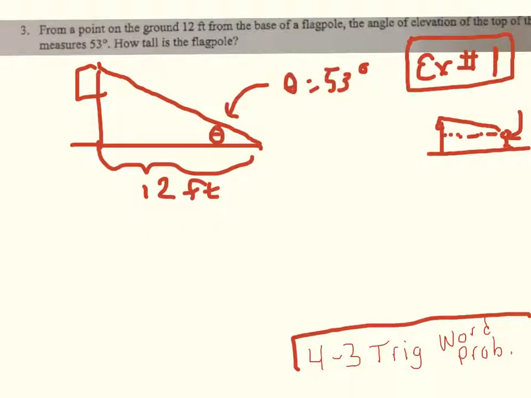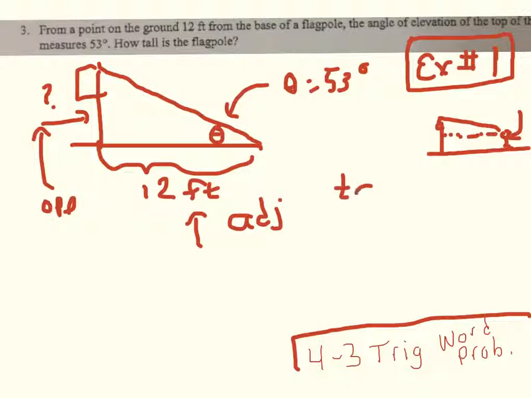How tall is the flagpole? So over here, that's your question mark or your X. So what I'm going to do is set up some trigonometry for this problem. I am going to use this number here, which is the adjacent side, and I'm going to use this number here, which is the opposite side. Using the correct trig, opposite and adjacent is tangent. So I'll set this up as tangent 53 degrees equals opposite x over adjacent 12.